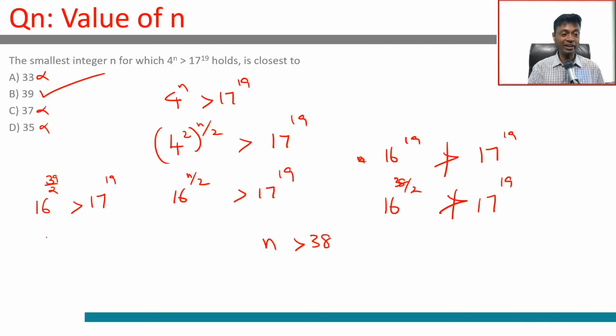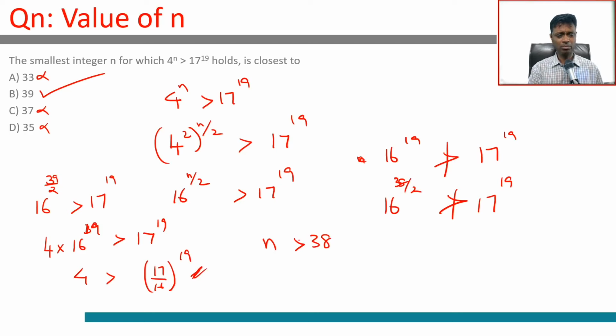It should be, I'm not saying it is not. This is 4 into 16 power 19 is greater than 17 power 19. 4 is greater than 17 by 16 whole power 19. This could be tough to prove. It should be, that's what the question is telling us. But we do not have to worry about it.